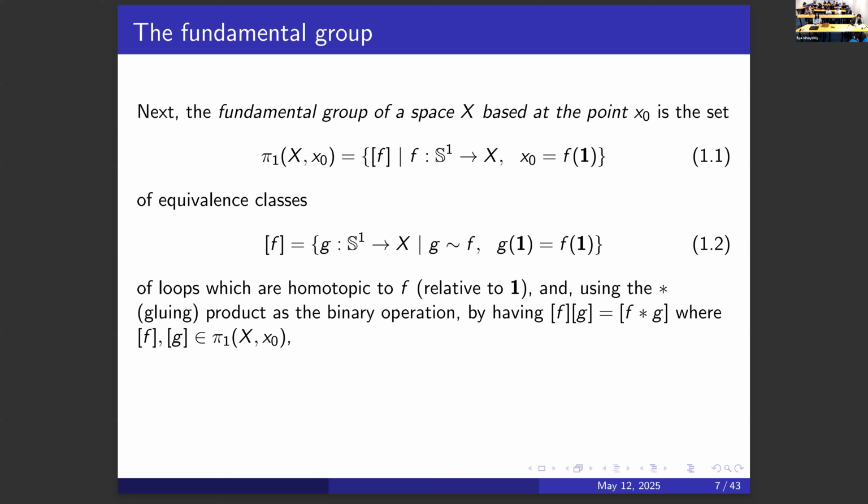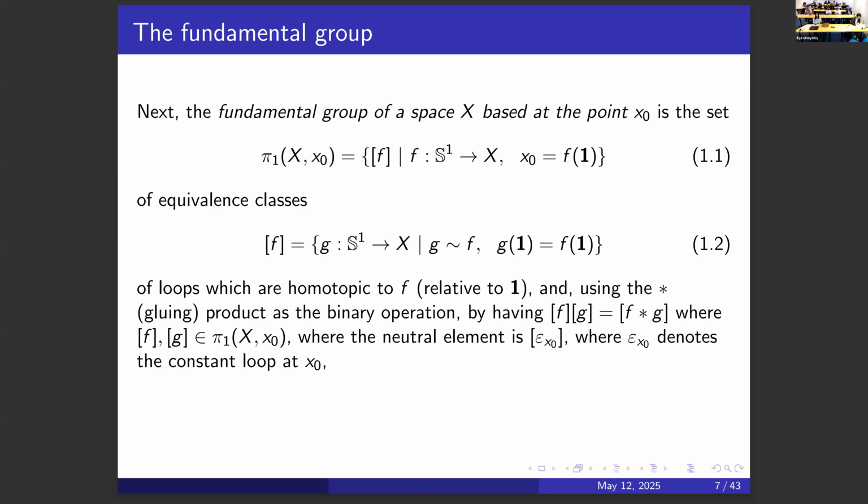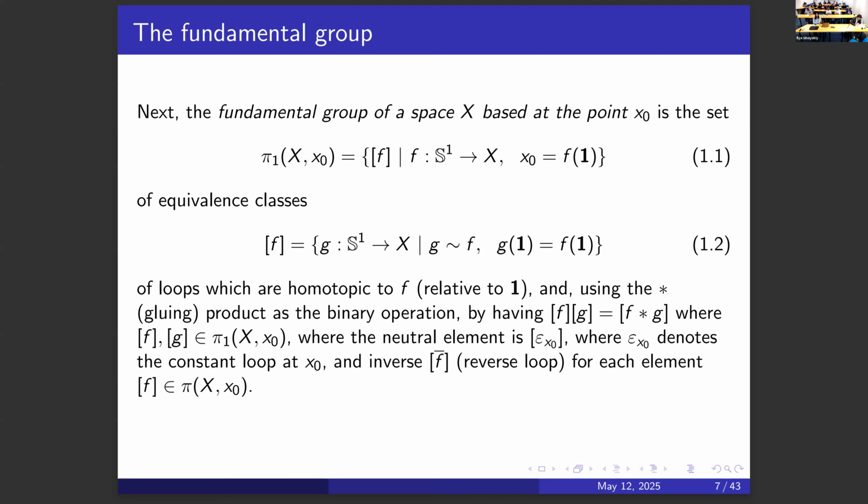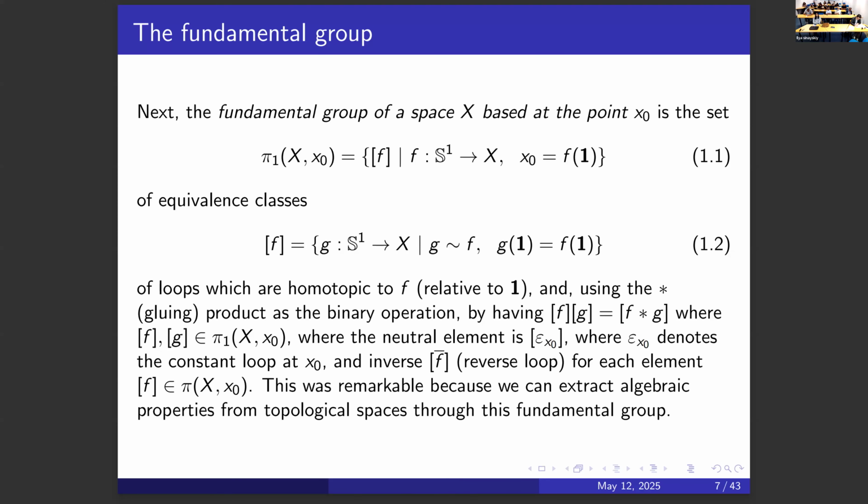And here, there's a way of defining the product, the operation between the elements of the group, that is consistent. And also the neutral element is just a constant path. And you also have reverse loops that go in the opposite direction. And all of these can be shown to be consistent for the fundamental group. So as I said, it was remarkable because you could find algebraic properties from topological spaces through this fundamental group, which blew my mind. And that's where my love for mathematics and algebraic topology started off.